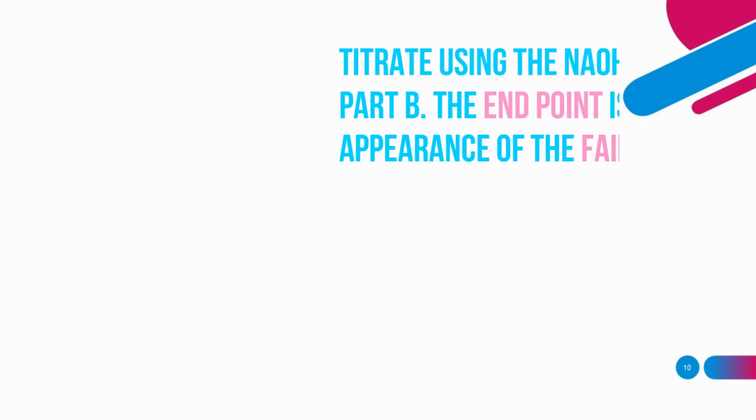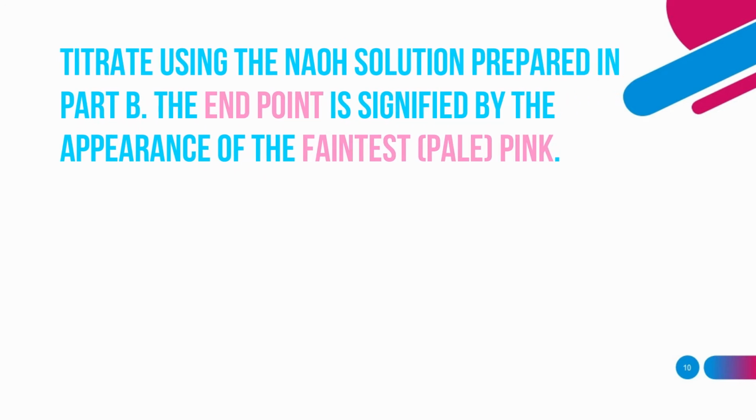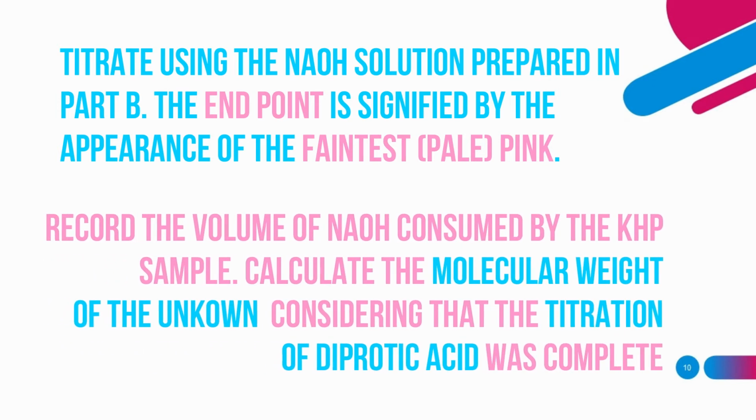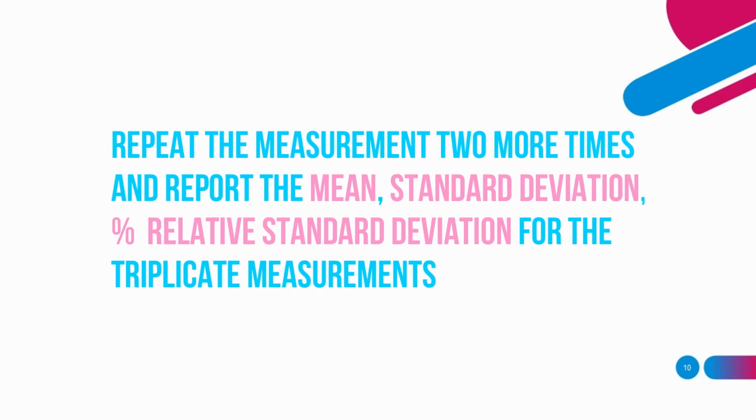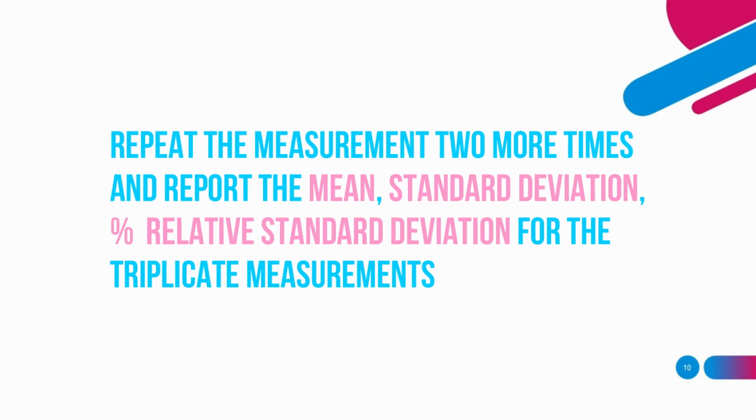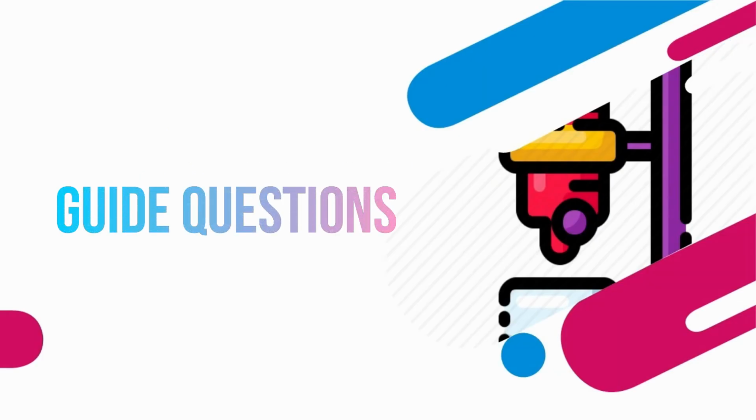Add 2 to 3 drops of phenolphthalein as indicator. Titrate using the NaOH solution prepared in Part B. The endpoint is signified by the appearance of the faintest pink. Record the volume of NaOH consumed by the KHP sample. Calculate the molecular weight of the unknown, considering that the titration of diprotic acid was complete. Repeat the measurements 2 more times and report the mean, standard deviation, and percent relative standard deviation for the triplicate measurements.